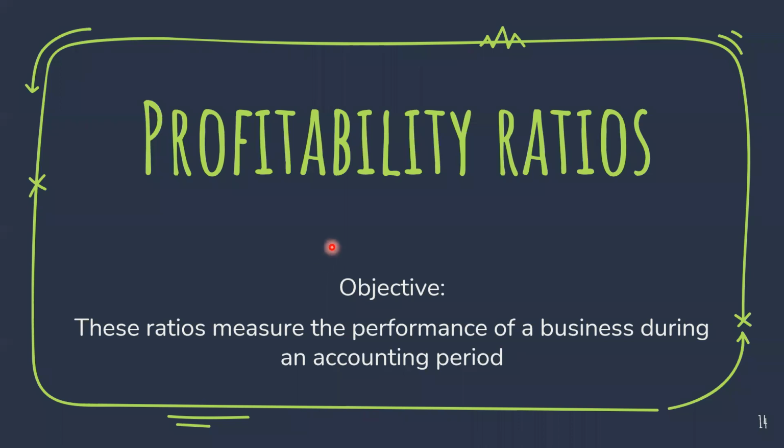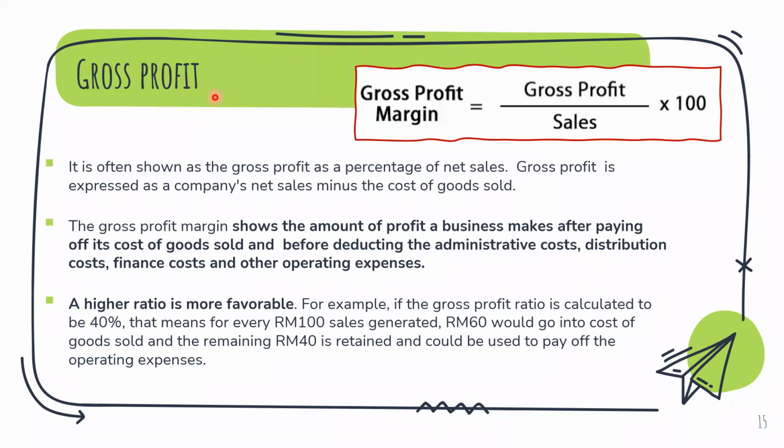Okay, the last one is the profitability ratio. The objective of this ratio is to measure the performance of a business during an accounting period. So the performance can be measured using 3 different ratios. One is the gross profit margin ratio. This is often shown as gross profit as a percentage of net sales. So the sales here should be net sales.